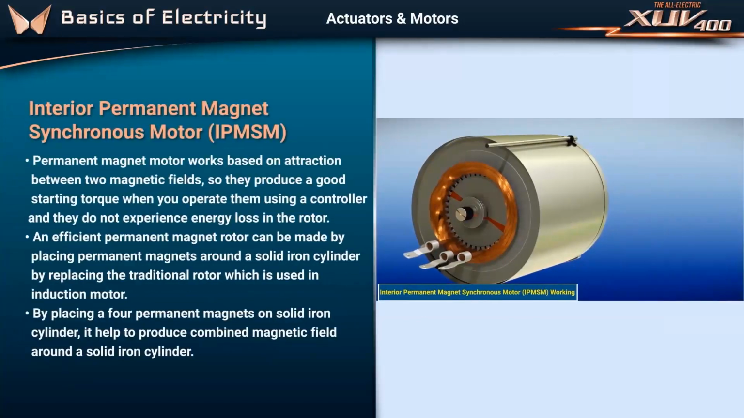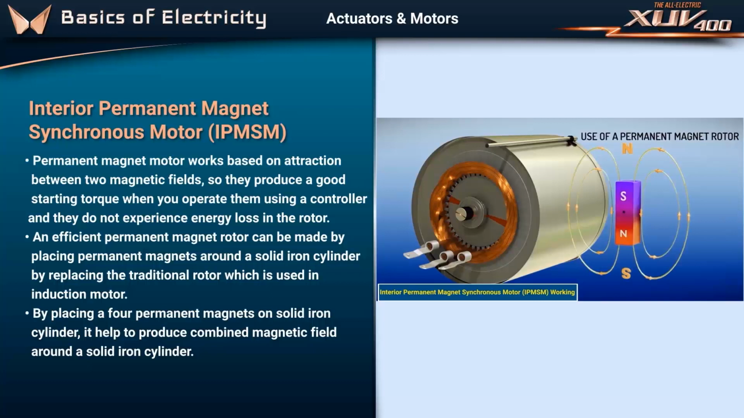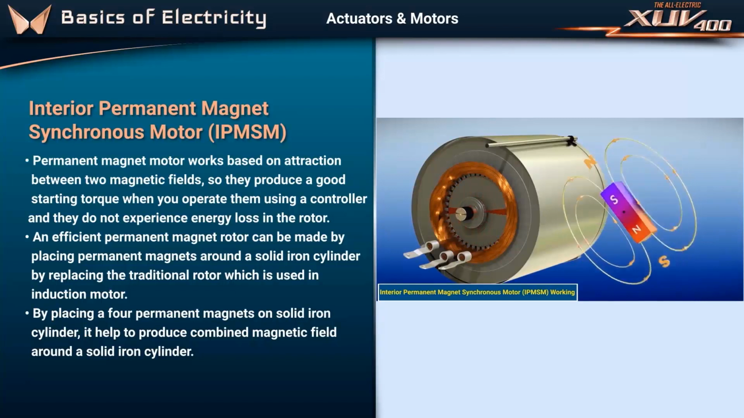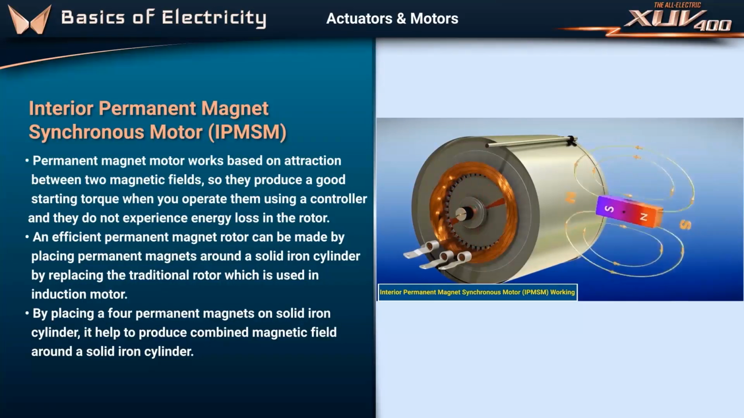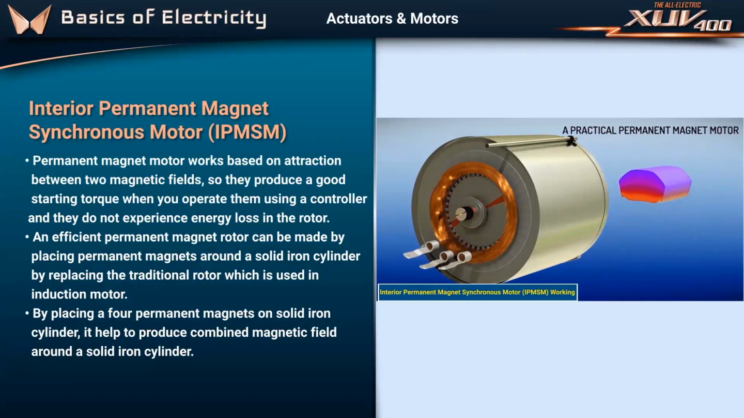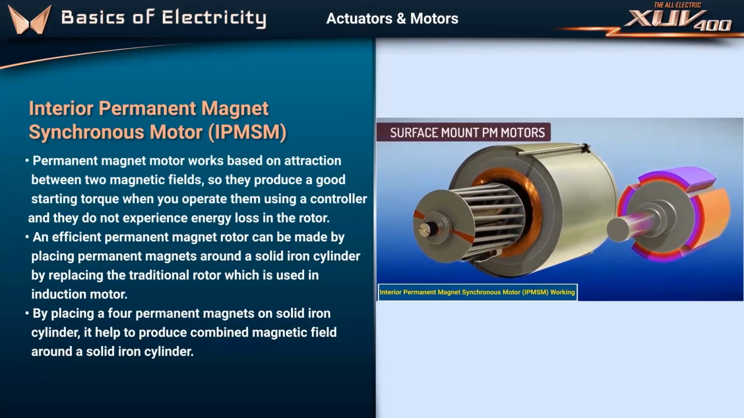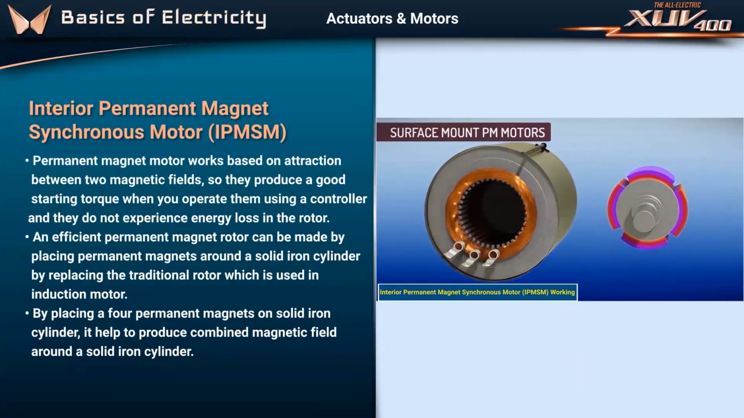Interior permanent magnet synchronous motor. A permanent magnet motor works based on attraction between two magnetic fields, so it produces a good starting torque when you operate it using a controller, and it does not experience energy loss in the rotor. An efficient permanent magnet rotor can be made by placing permanent magnets around a solid iron cylinder, replacing the traditional rotor which is used in an induction motor.